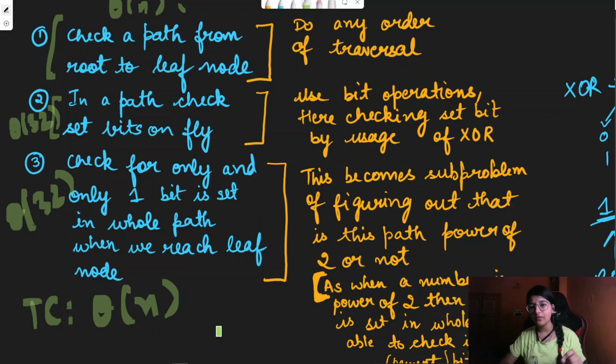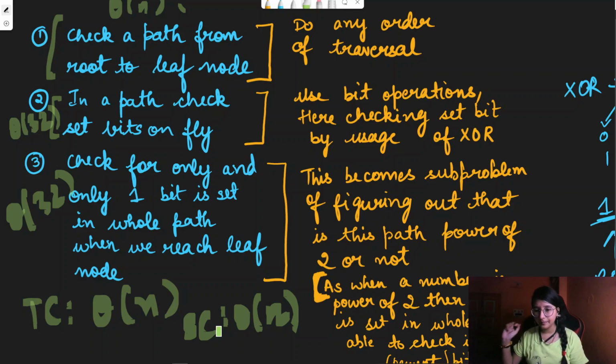In that DFS, either we can use iterative DFS or recursive DFS. So in both of the scenarios, we will be using either a recursive stack or an iterative stack, right? So that stack will take space up to the height only, right? And that height could be at max order of n. So that's why space complexity basically becomes order of n again when the tree is a skew tree. So this was all for this particular question.